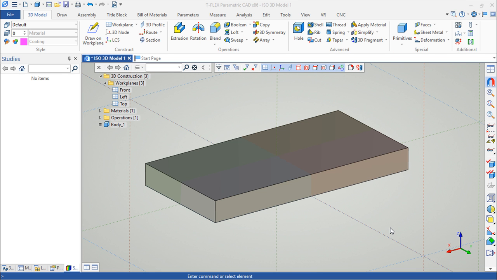Hello, we are here for one more lesson of this T-FLEX analysis training course. And the topic for today will be something called the anisotropic materials.